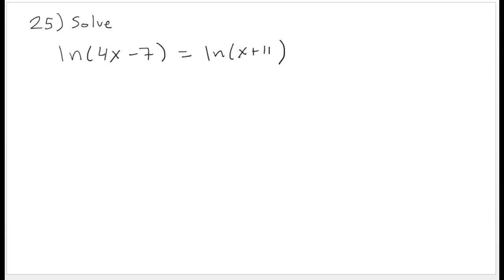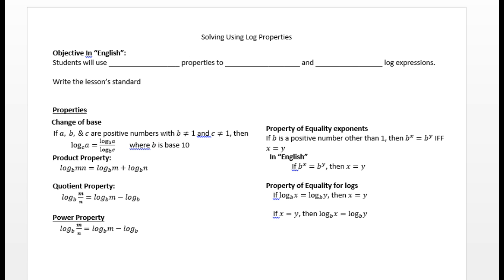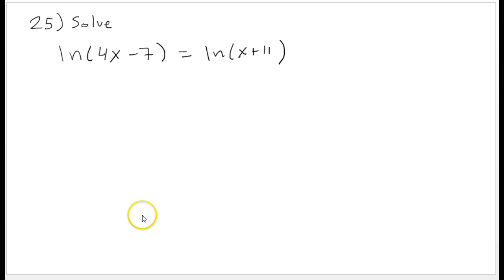For number 25, we just apply our rules. We remember our study guide. Here it is. It's going to be the property of equality for logs. Meaning if we have the same log on both sides, we can go ahead and cancel them out, and then x has to equal y. So if this, then this applies. So let's go back to our problem.